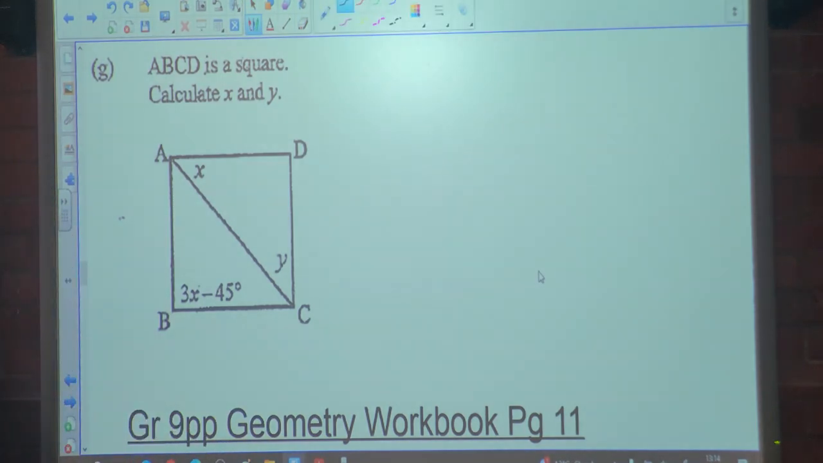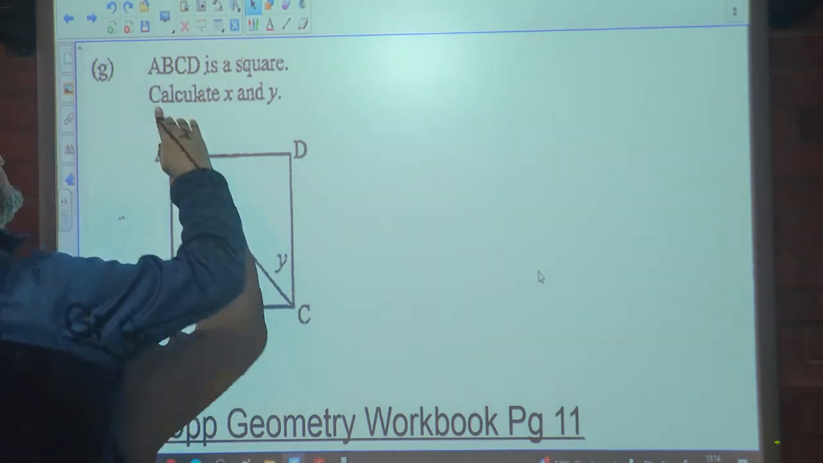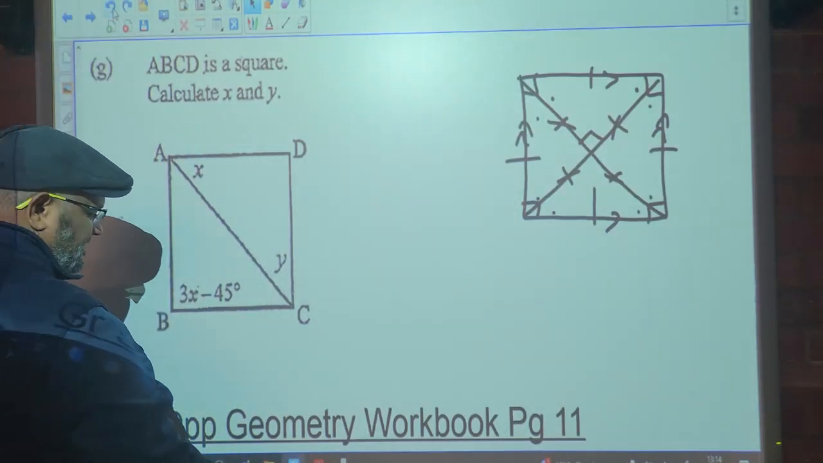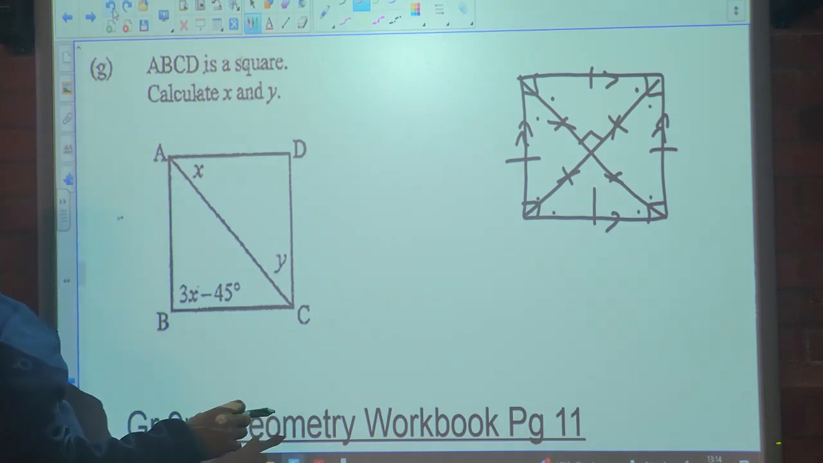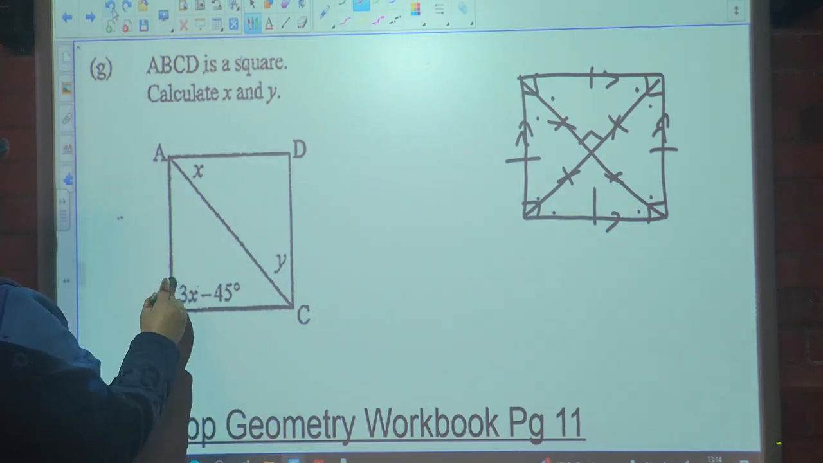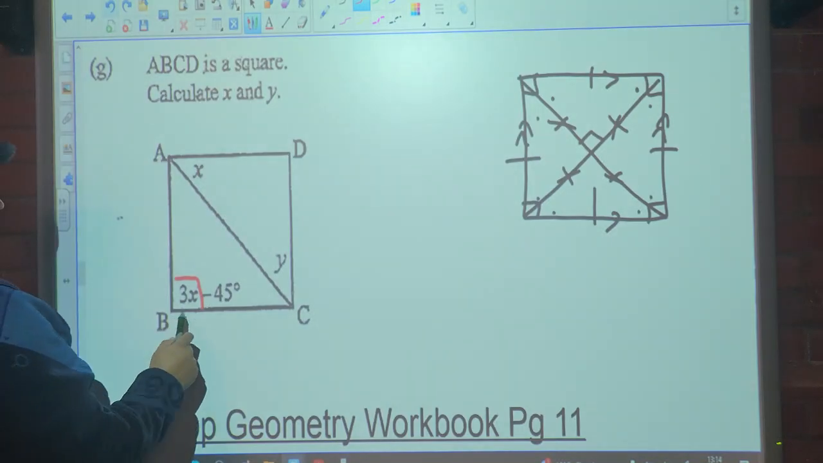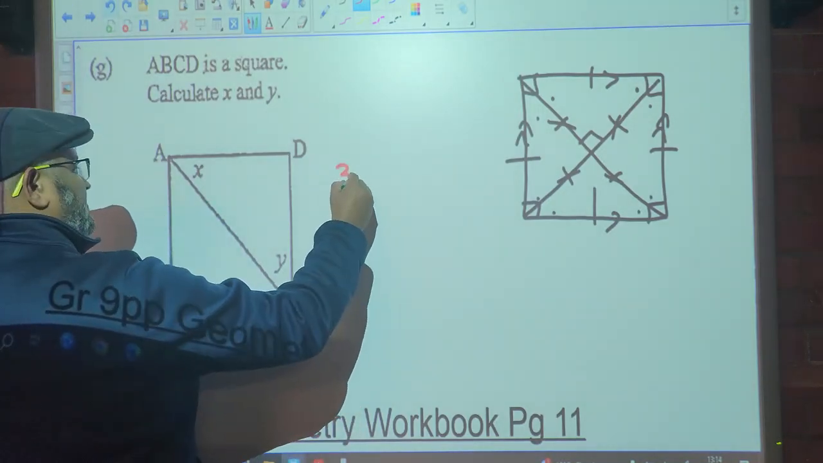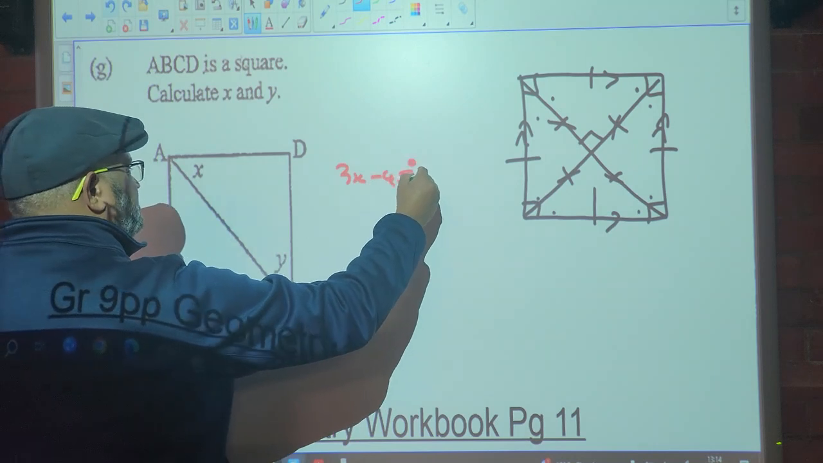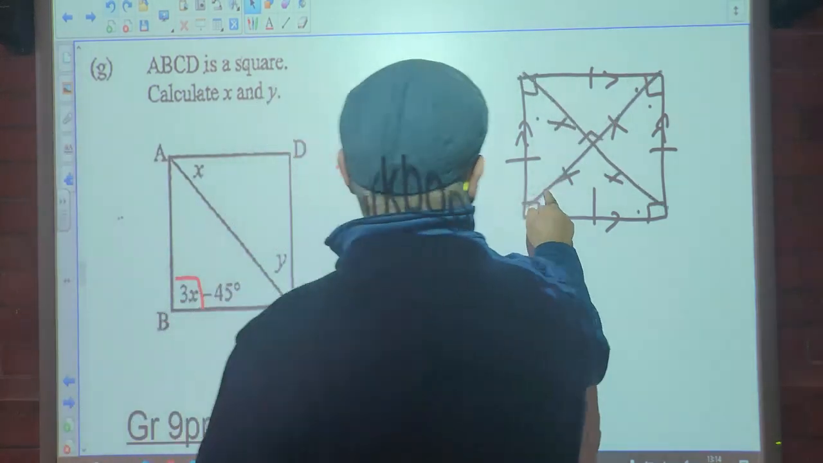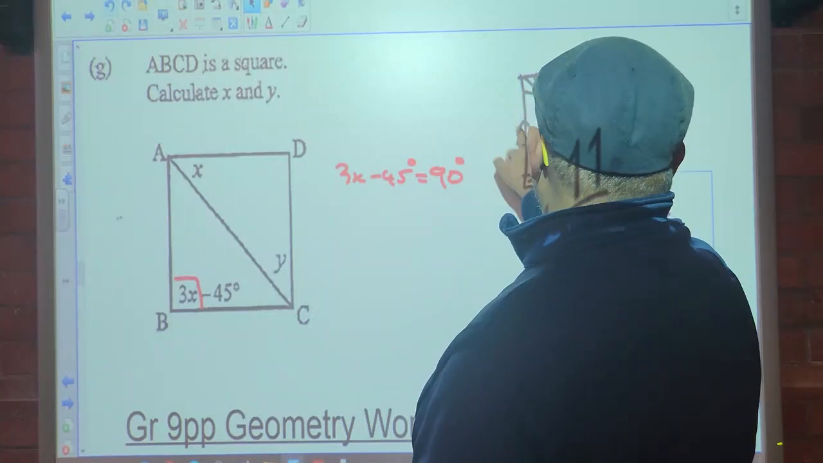So ABCD is a square. Calculate x and y. People, I'll just put that square back there. So what do we know here, people? This is going to be 90 degrees, not so? So what do we know? We know that 3x minus 45 is equal to 90 degrees. What's the reason then? What's the reason that that's 90?